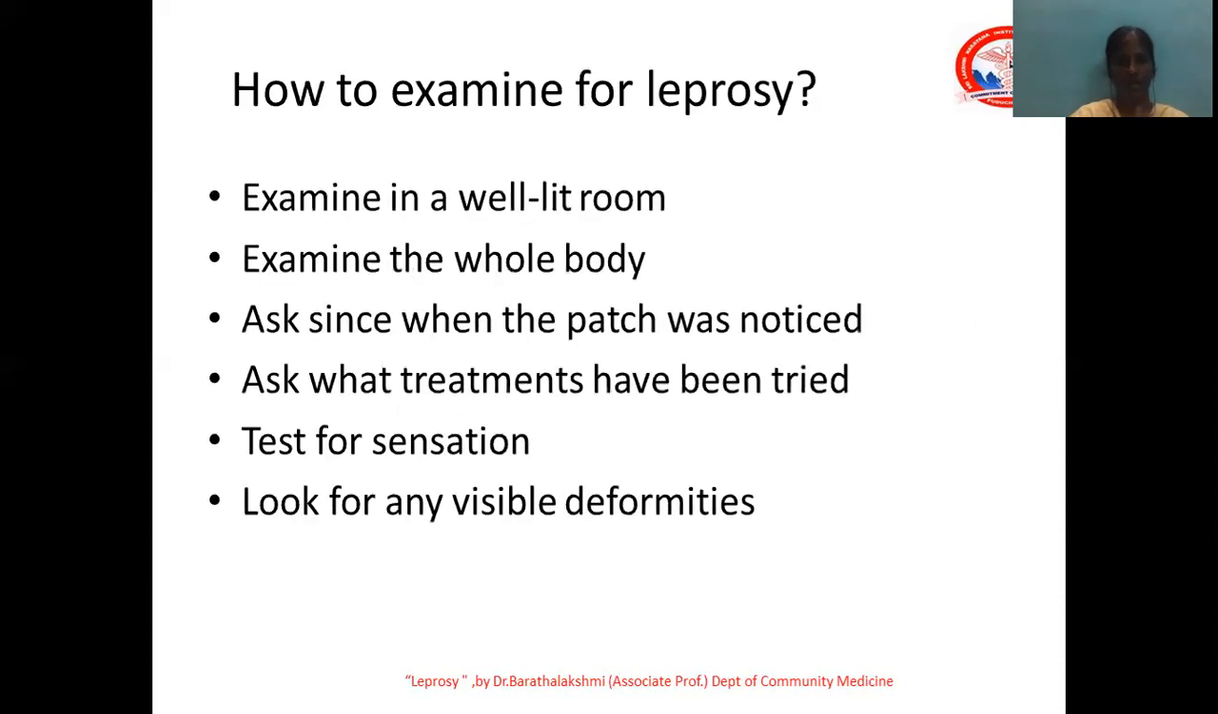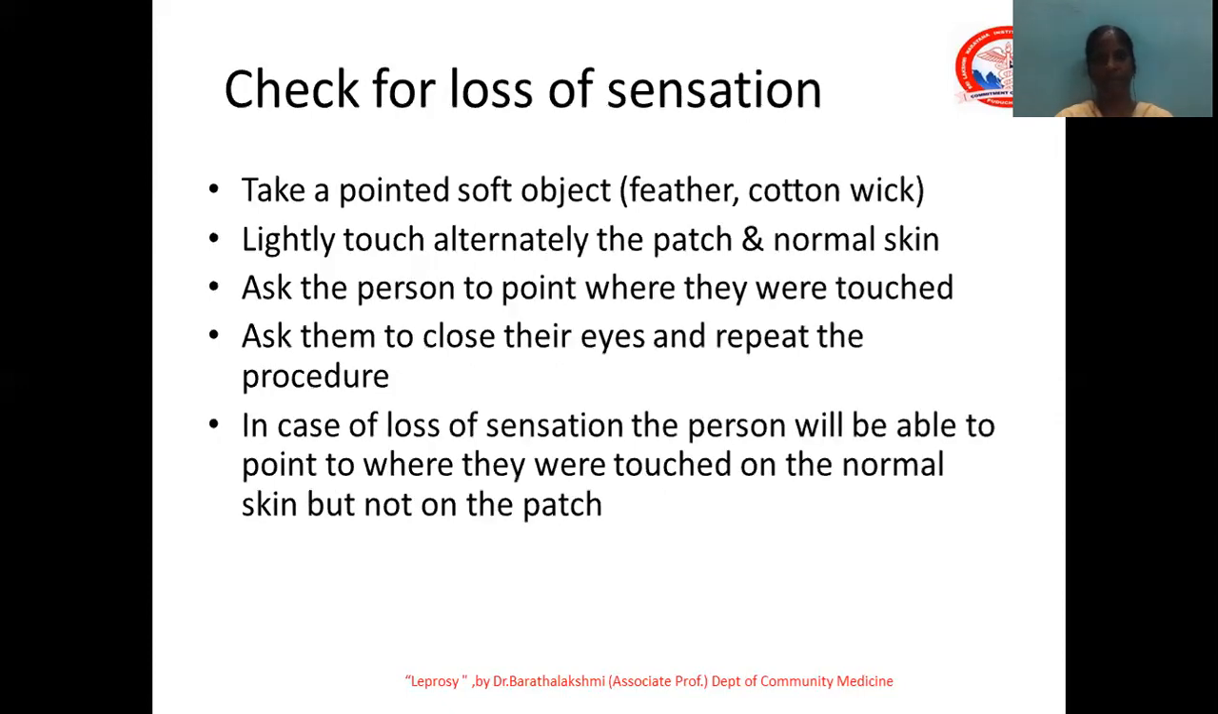So this I already stated. This is the way we'll have to examine the patient. Examine in a well-lit room. Examine the whole body, head to toe, front and back. Ask since when the patch was noticed. Ask what treatments have been tried. And test for the sensation. Look for any visible deformities of the hands, feet, and eyes.